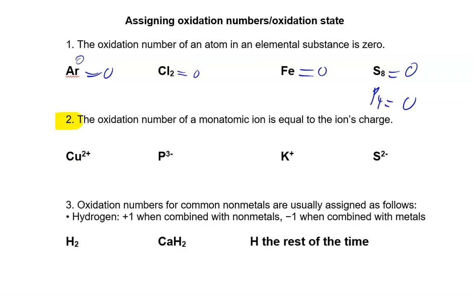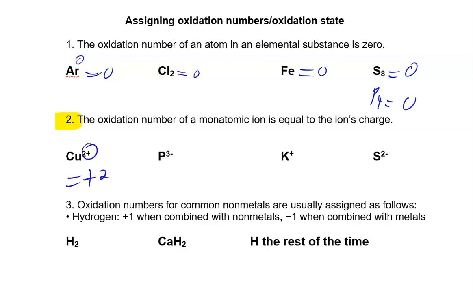Rule number 2, and I had to fix these. So if you saw them before, they were wrong. Now, rule number 2 says the oxidation number of monoatomic ions will be equal to the ion's charge. The format's a little different, but it's the same. So here we have monoatomic ions, one element with one charge, and therefore we're going to be able to tell what it is. The copper 2+ is going to equal a +2.